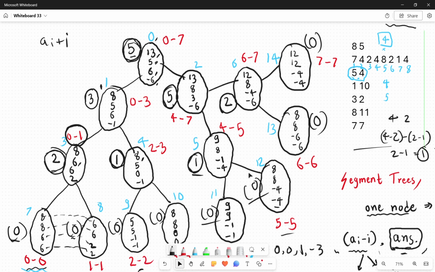Again, we have to merge these two nodes right now. Basically it will be 12. This will remain 8. This will change to -1, isn't it? Yes, it will.